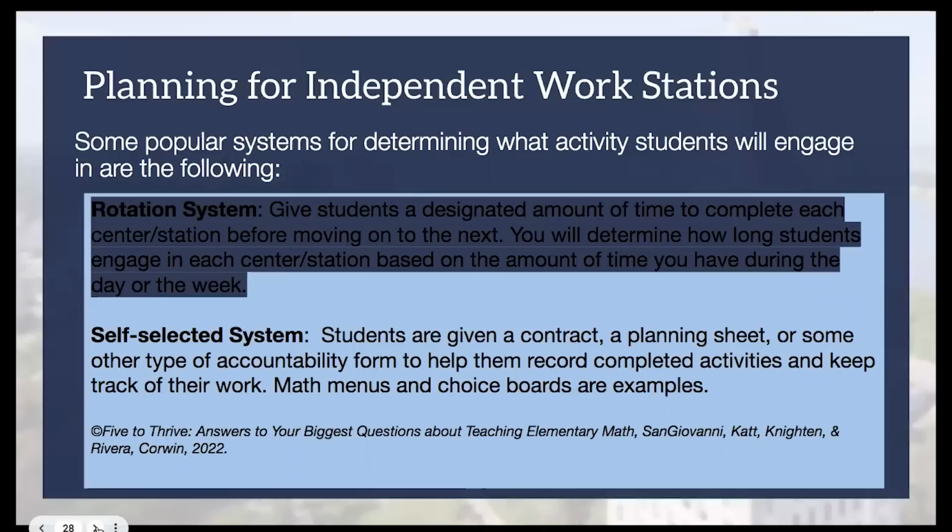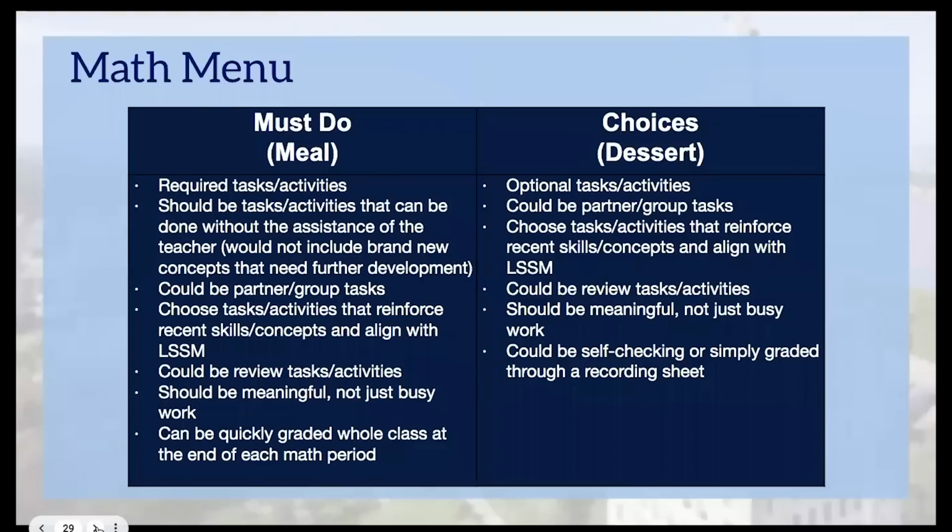One of the other popular systems that a lot of people use, and I will say it's my system of choice, is a self-selected system where students are given a contract, a planning sheet, or some other type of accountability form where they have to record the activities they complete. And so, two popular ones that I've used a lot in my classrooms in the past have been math menus and choice boards. So a math menu, if you're easing into choice, is one of the easiest ways to ease into that. And so what happens is just exactly what it is.